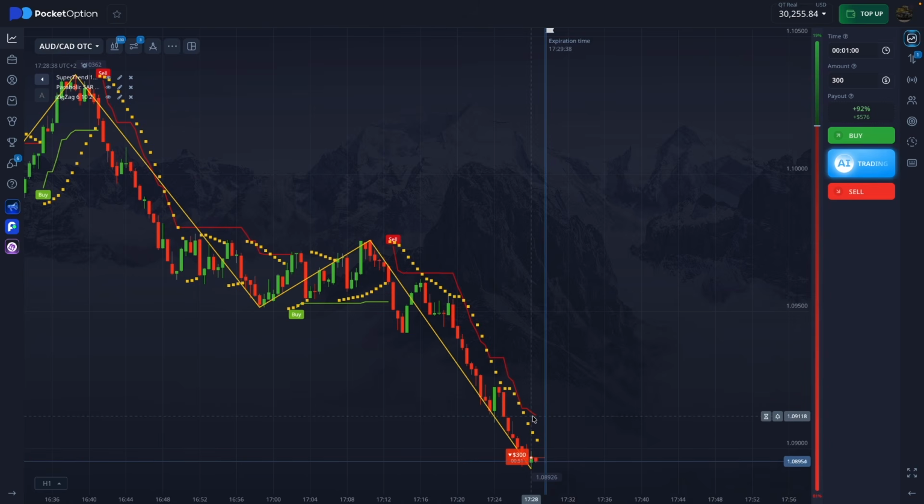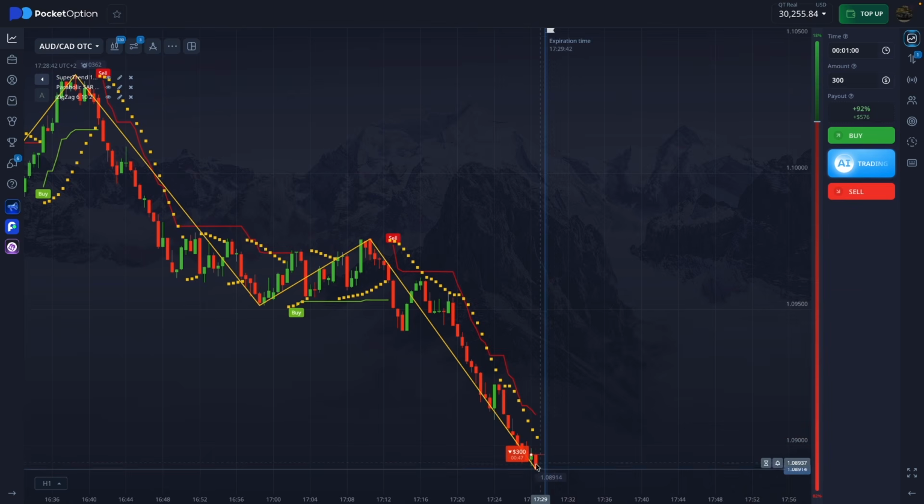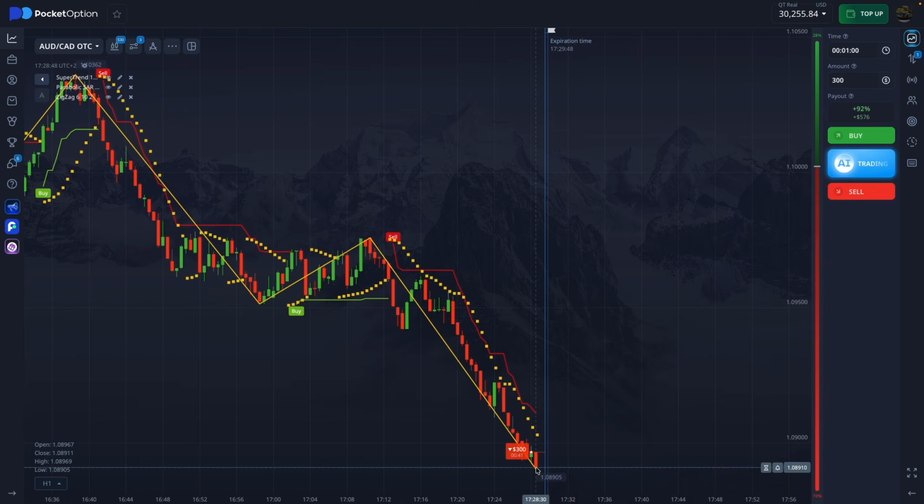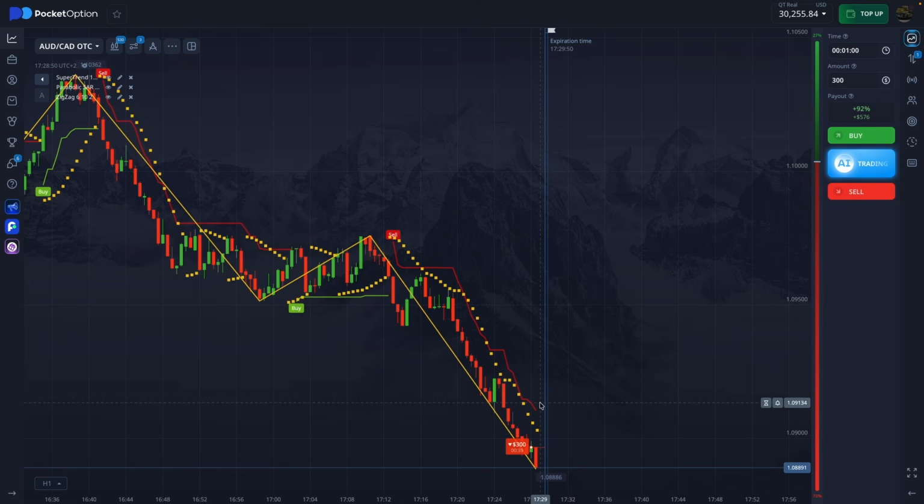Then the SAR indicator shows dots above the chart, and at the moment of entering the trade, the zigzag indicator was on the last candle. Now it has moved to the next candle. Therefore, in principle, I entered the trade correctly here. I opened the trade for 1 minute, and I remind you that my trade amount is $300.